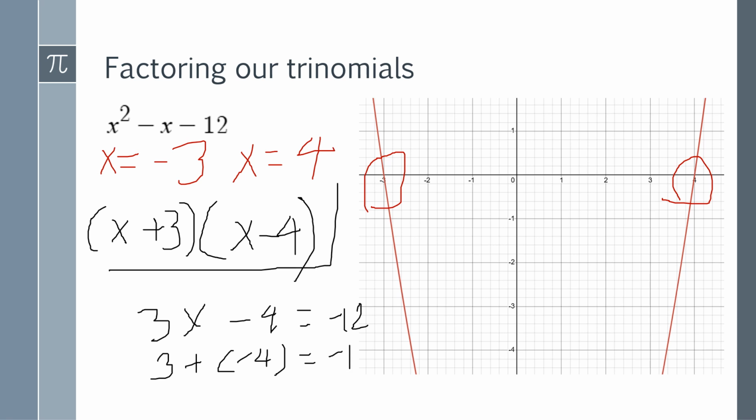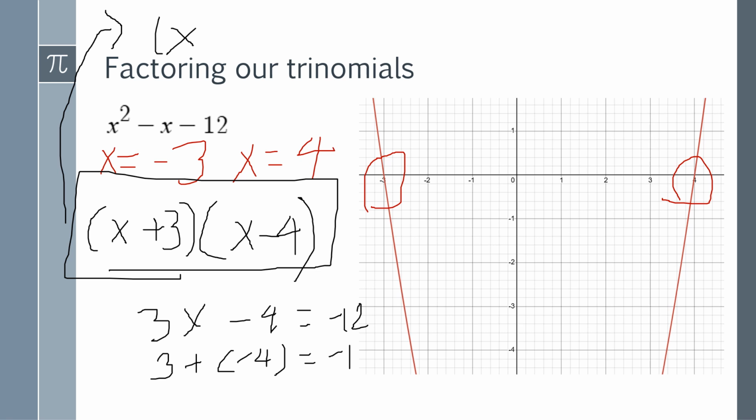So look, I want to show you this. This is an answer, but also because of the commutative and associative properties of multiplication, you can also write it like this: x minus 4, x plus 3. Your order does not matter, all right? So just keep those things in mind.